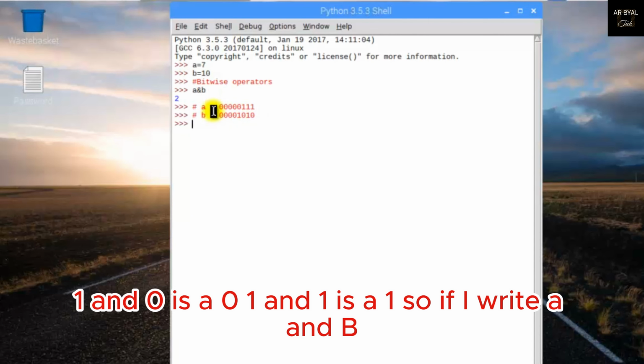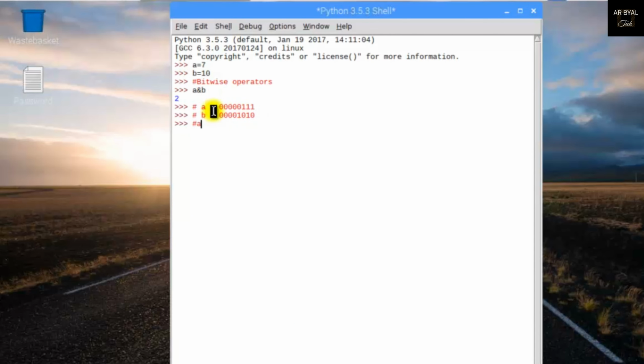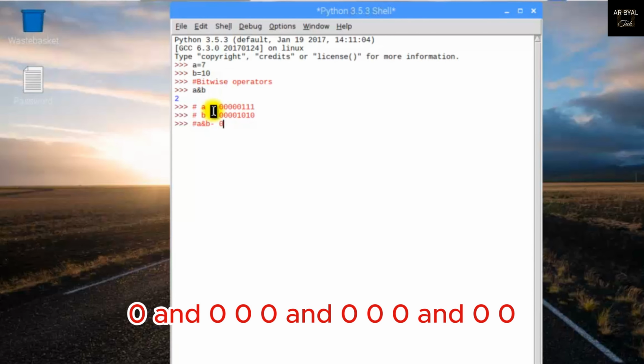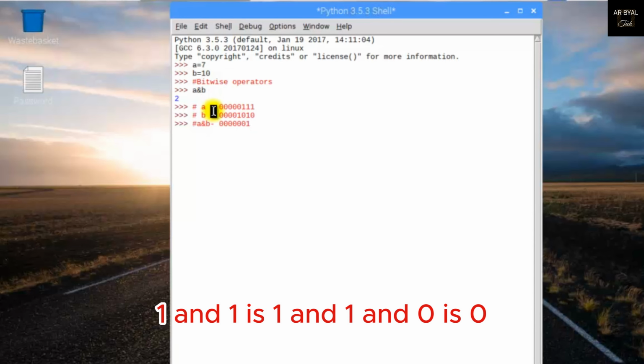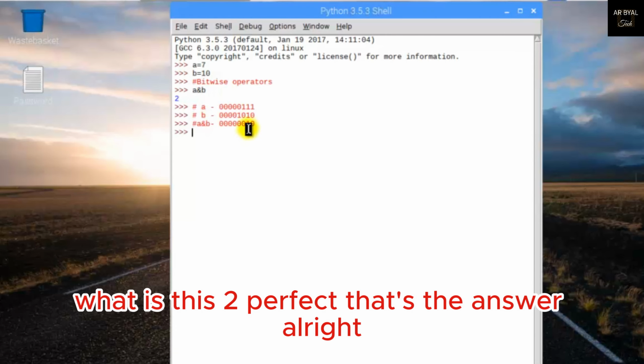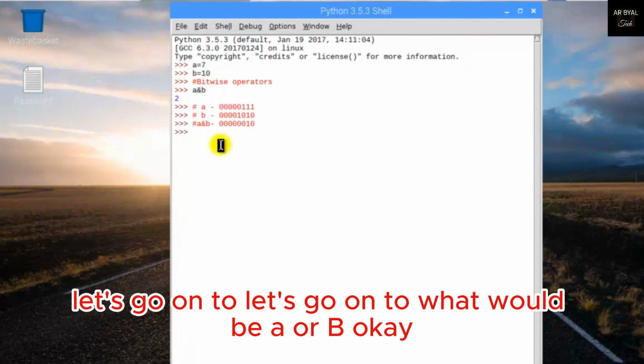So, if I write A and B, it's going to be something like this. 0 and 0 is 0, 0 and 0 is 0, 0 and 0 is 0, 0 and 1 is 0, 1 and 0 is 0, 1 and 1 is 1, and 1 and 0 is 0. What is this? 2. Perfect. That's the answer. Alright. Let's go on to what would be A or B.